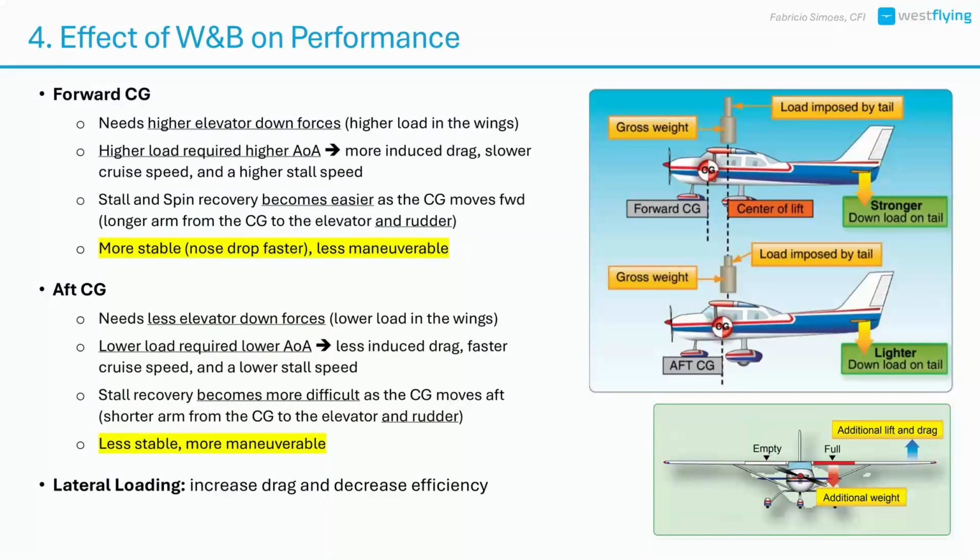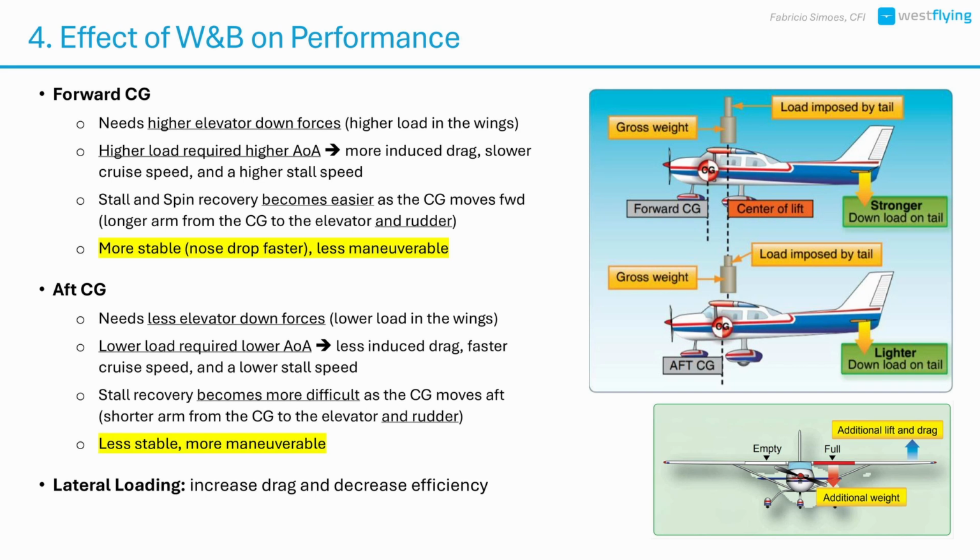Where the CG is located significantly impacts how the aircraft flies. Let's compare forward and aft CG positions. Starting with a forward CG, the aircraft requires more nose-up elevator force to maintain level flight. That increased elevator deflection requires the tail to push down harder, which translates to more load on the wings. So a higher angle of attack is needed to produce enough lift to counter not just the weight, but the increased elevator load. This results in more induced drag, reducing cruise efficiency.